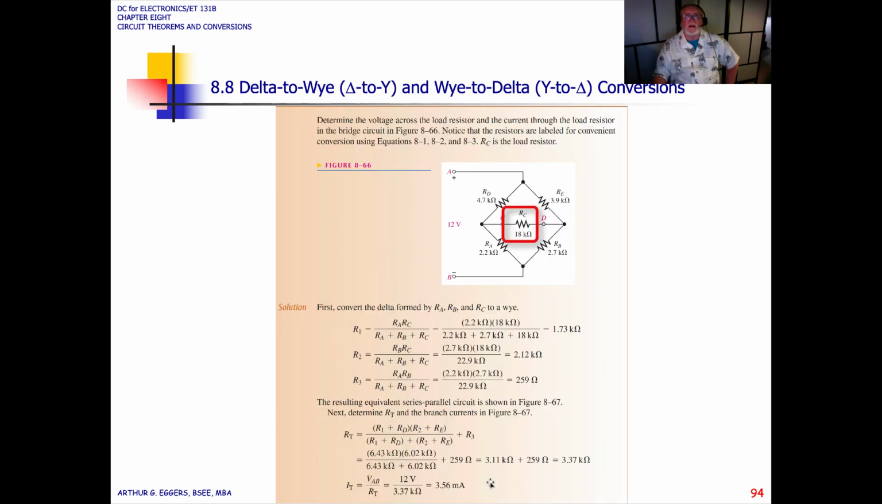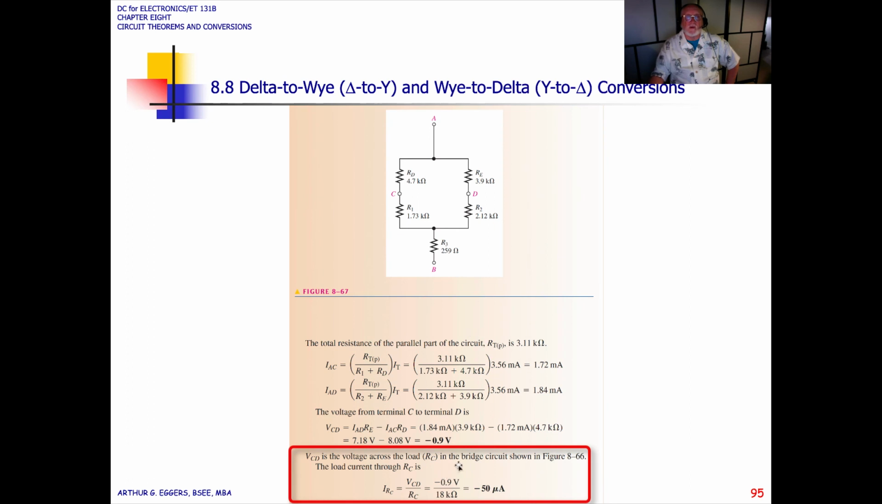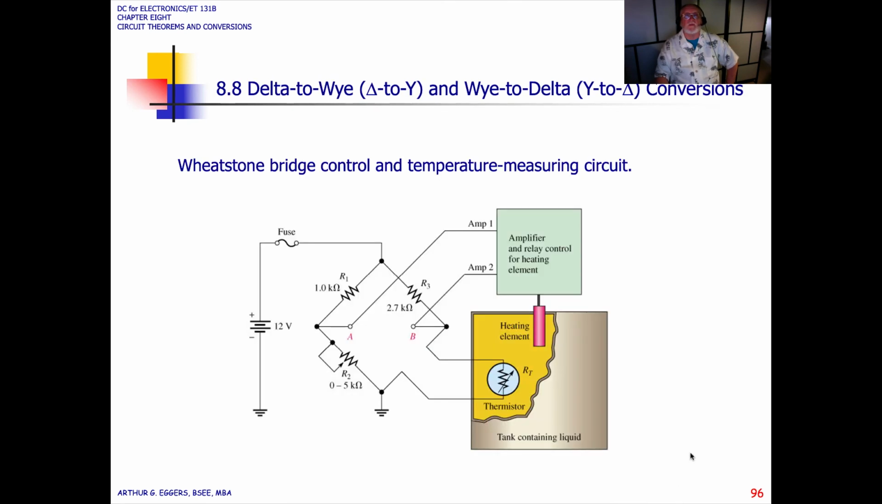We need to go back. There's our 18 k ohm resistor, RC. So even though in the redrawn circuit it's not there, that's actually what we're calculating. So 0.9 volts over 18 k ohms gives us minus 50 microamps of current.